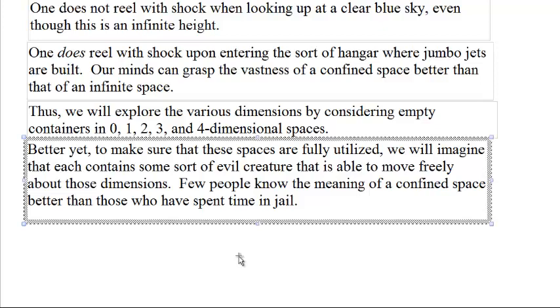I would say that few people know the meaning of a confined space better than those who have spent time in jail.